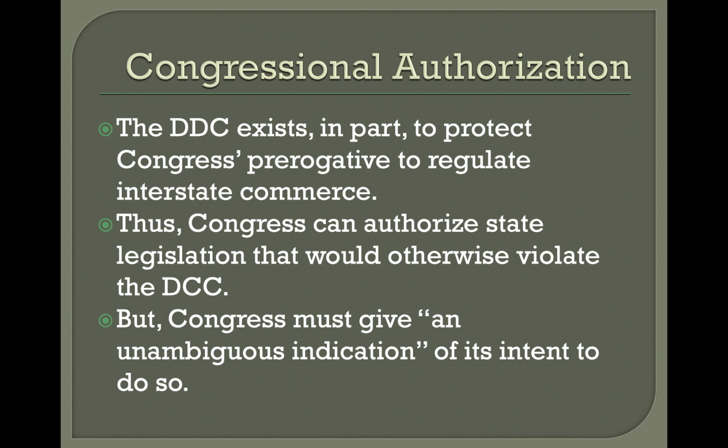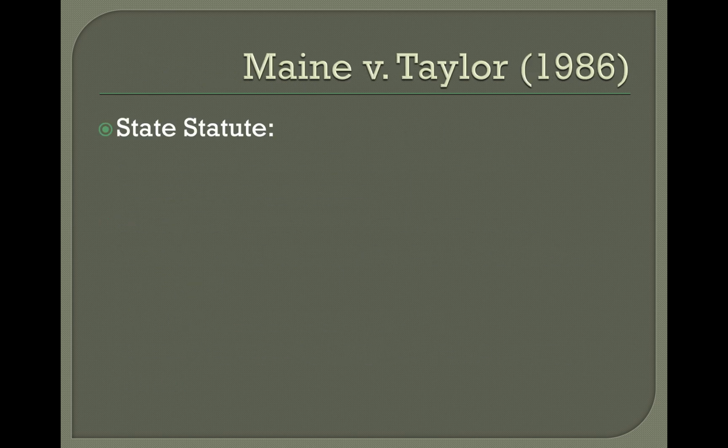And then in the next paragraph, the court says an unambiguous indication of congressional intent is required before a federal statute will be read to authorize otherwise invalid legislation. All right, so that is one exception to the Dormant Commerce Clause: Congress might authorize a state to do what would otherwise be a violation of the Dormant Commerce Clause. All right, so let's look at the case itself.